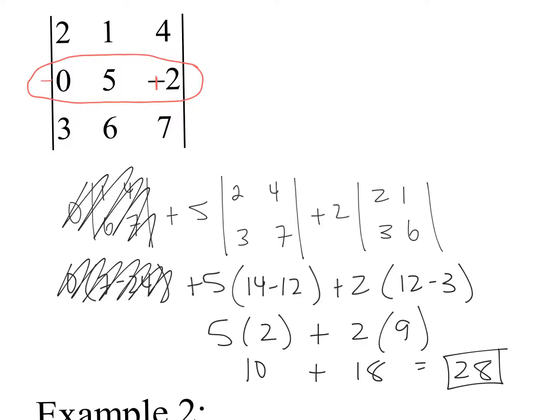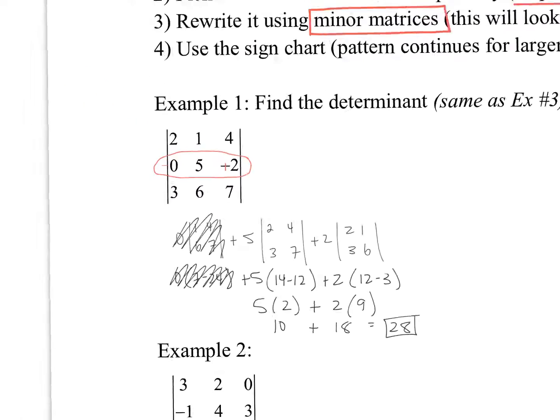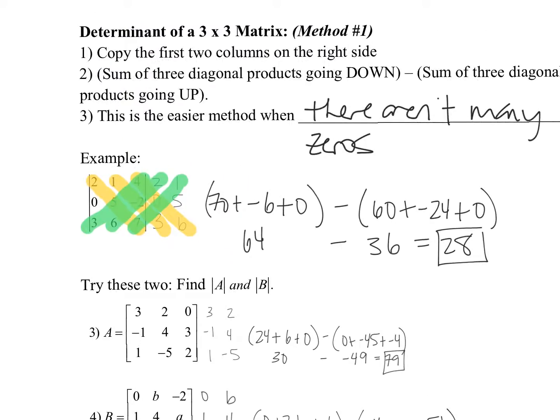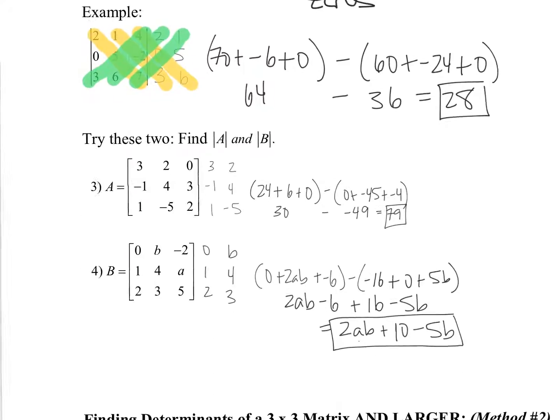And let's double check. Remember how this was the same matrix as the one we did with diagonals above? Let's double check that and make sure we got 28 for that example as well. Where was it? Here. Boom, 28. So either method you use should give you the same answer.